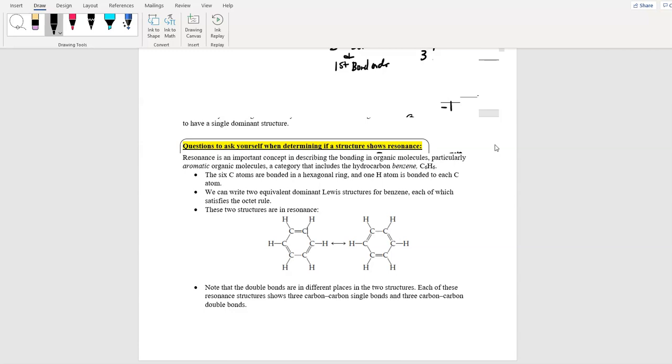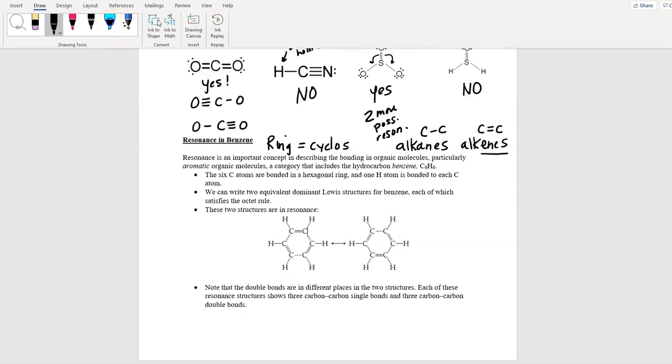Because they have double bonds, they have another name besides A-N-E. These are what we would call single bonds. When they have double bonds, we call them alkenes, E-N-E, because that means they have double bonds in them. So this is a special type of compound called benzene.